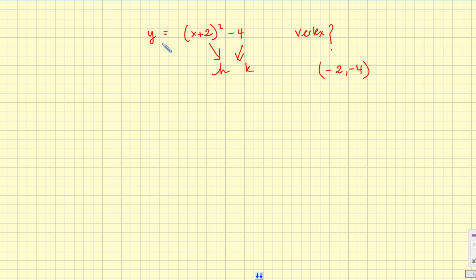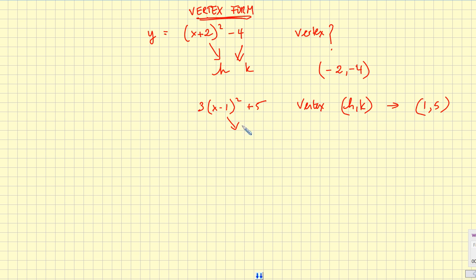So this, by the way, is a special form of the quadratic, and it's called the vertex form, because this form is able to tell me what the vertex of my parabola is every time. So again, if I had, for example, 3 bracket x minus 1 all squared plus 5, I know automatically that my vertex is (h, k), which is going to be equal to (1, 5) in this case. There's my h, and there's my k.